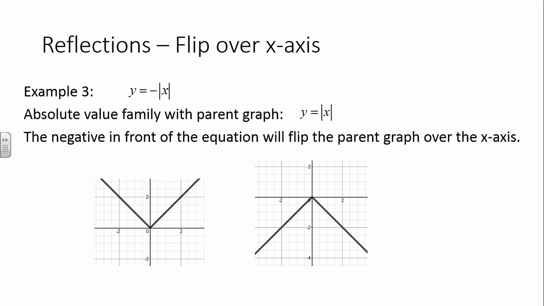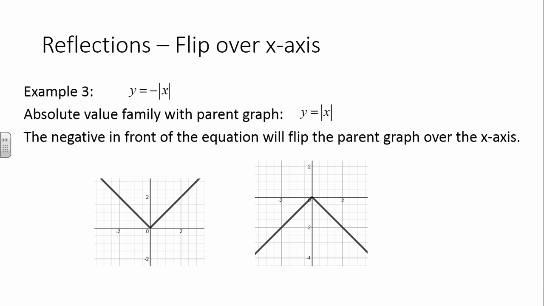Okay, let's do some reflections. So these are going to be flips. First of all, if we want to flip it over the x-axis, then we need to put the minus sign out in front of the equation. So we have y equals, and then you're going to put a minus sign out in front, and then the equation, absolute value of x. I know my parent graph is just y equals absolute value of x, which is the V opening up, sitting at the origin. The slope on the right is 1, the slope on the left is minus 1 of our two pieces of the V.